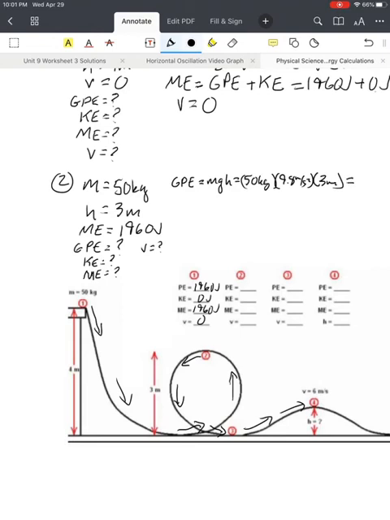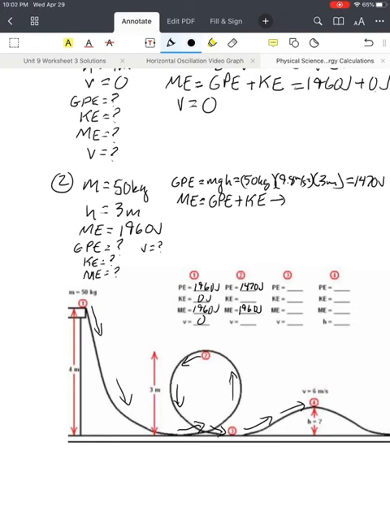And in doing so, our answer is 50 times 9.8 times 3 is 1,470 joules, which means we can put 1,470 joules here. We know our mechanical energy is 1,960 joules. And we know that mechanical energy is equal to gravitational potential energy plus kinetic energy. And this is how we find kinetic energy.